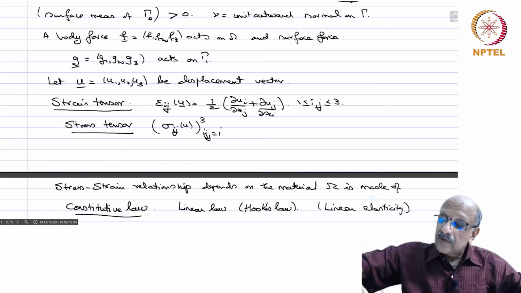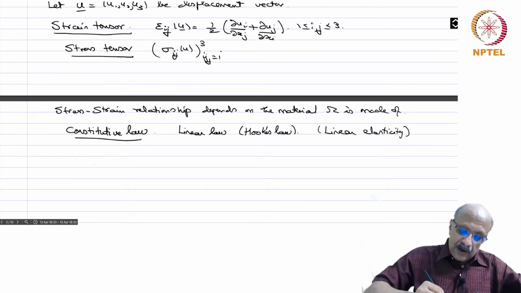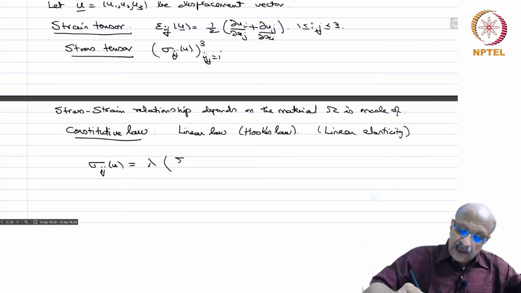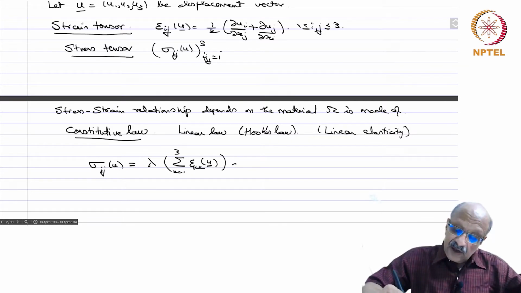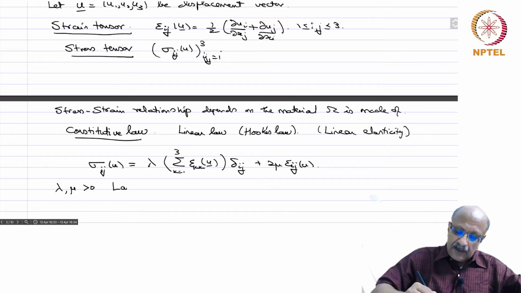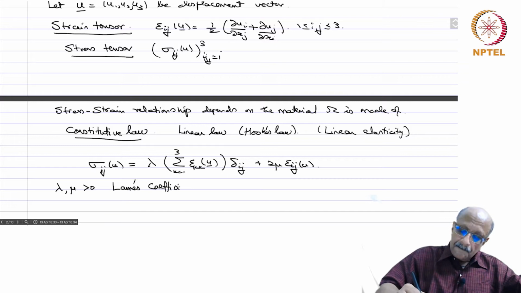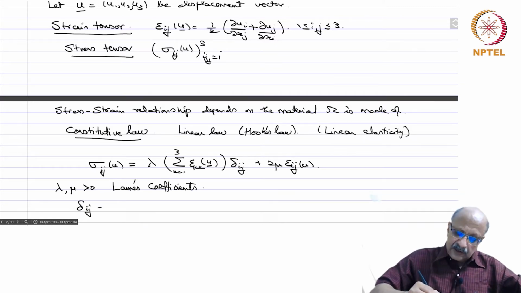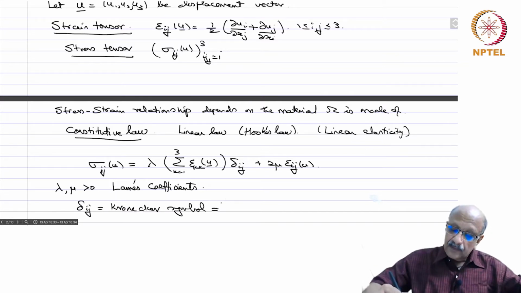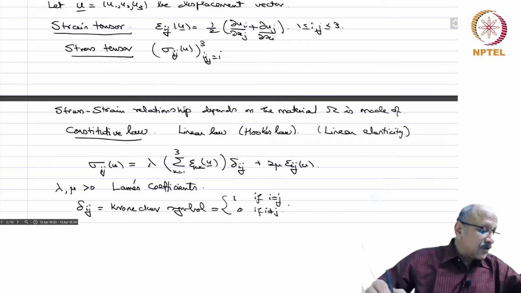So there is a linear relationship between the stress and the strain, which we will now write down. So we have sigma ij of U equals lambda times sum over k equals 1 to 3 of epsilon kk of u times delta ij plus 2 mu epsilon ij of u. Okay, so lambda, mu are positive constants. These are called Lamé coefficients. And delta ij is the Kronecker symbol, so that's equal to 1 if i equals j and 0 if i is not equal to j. Okay, so this is the stress-strain relationship.